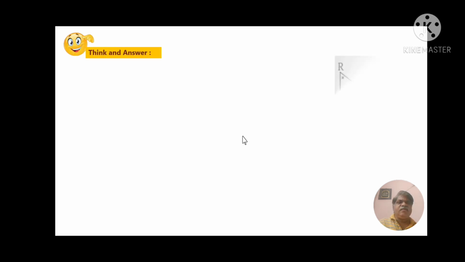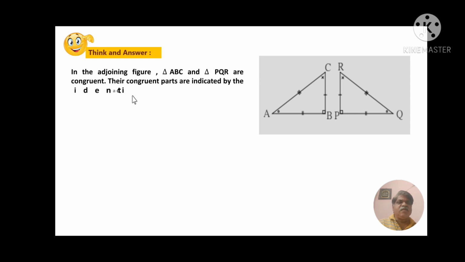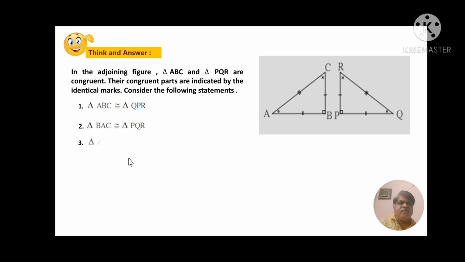Now can you think and answer? This is the figure they have given on the adjacent side. In the adjoining figure, triangle ABC and triangle PQR are congruent. Their congruent parts are indicated by identical marks. Consider the following statements. Here, this and this are the identical marks. This BC and PR have the identical mark. These angles are also shown with identical marks. So we can get triangle ABC congruent to triangle PQR. Therefore, triangle BAC congruent to triangle PQR, and this one statement triangle ABC congruent to triangle PQR.